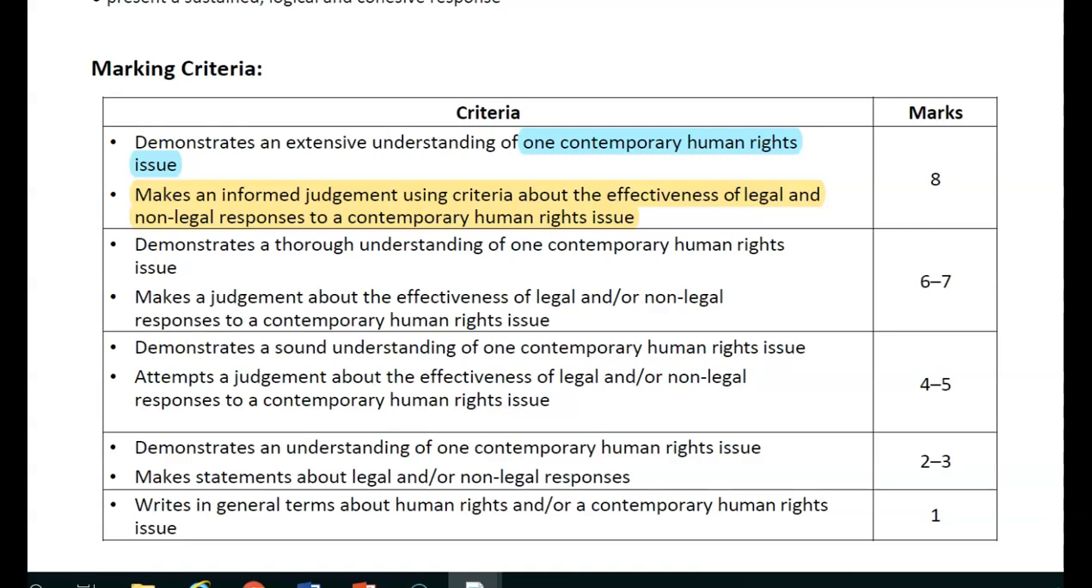And you can see in the 2 to 3 range, where PDHPE had indicated that our students were sitting in the short answers because they were not applying the directive terms. It stops here. If they do not apply the term, they cannot move above this mark range because they're making statements about legal or non-legal responses. But to be in the 4 and 5 mark range, they must attempt a judgment. So we need to be very explicit in the way we teach them to do that.